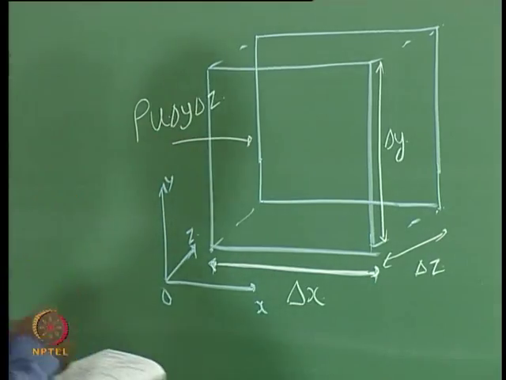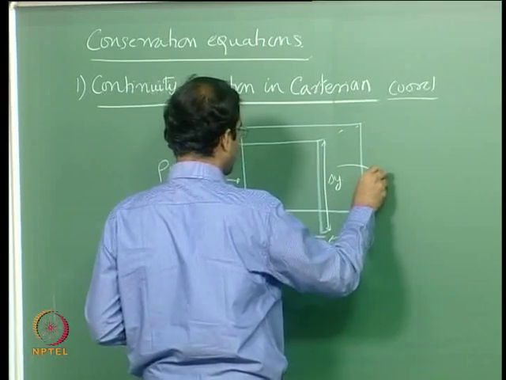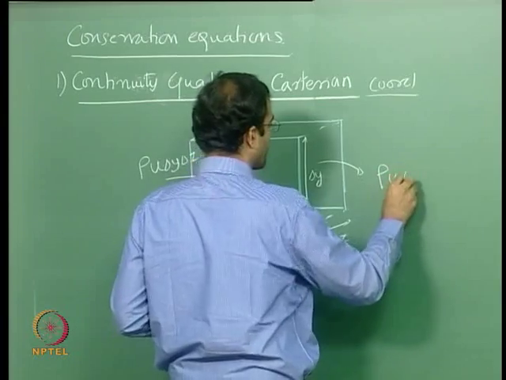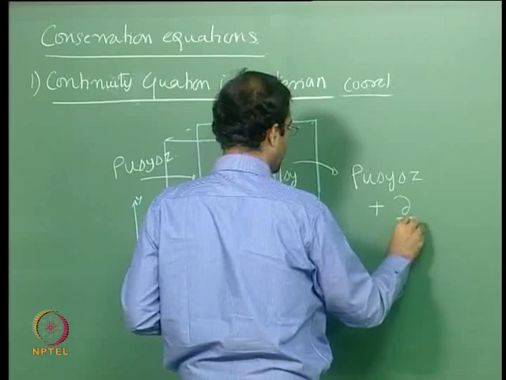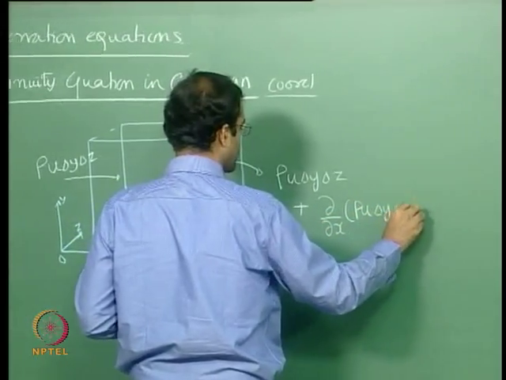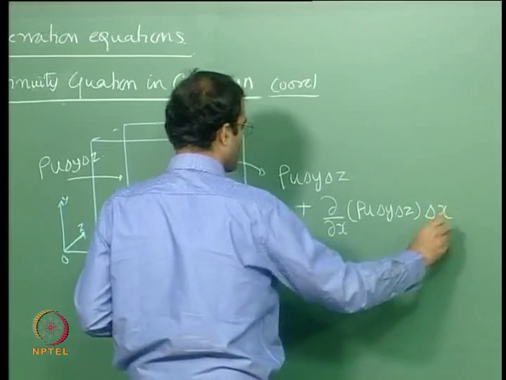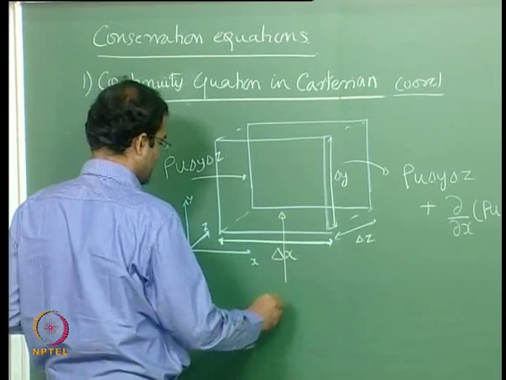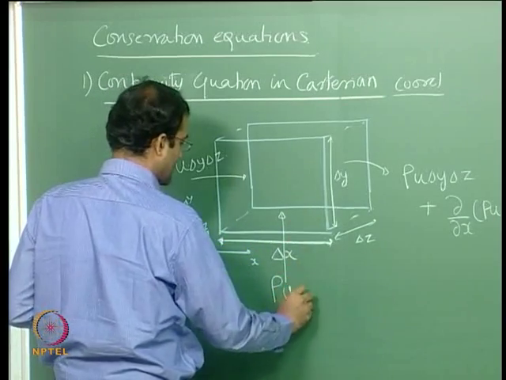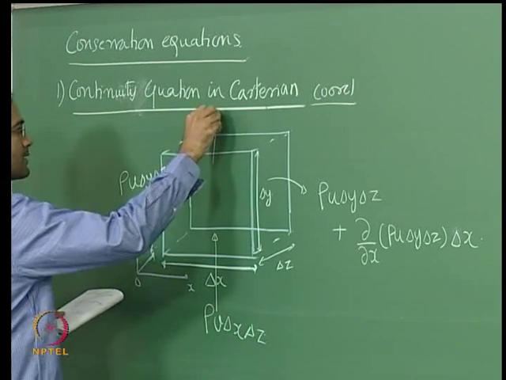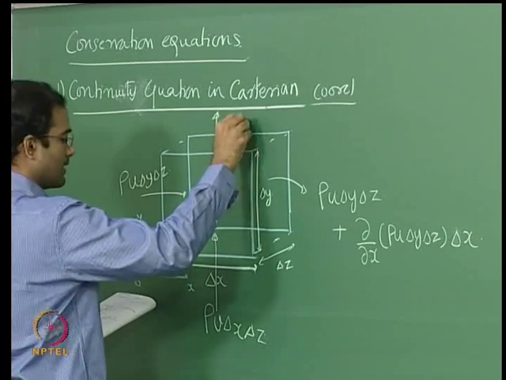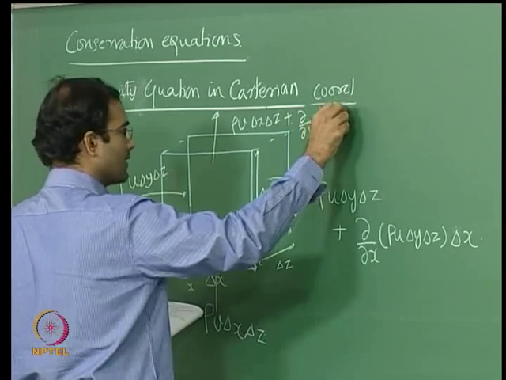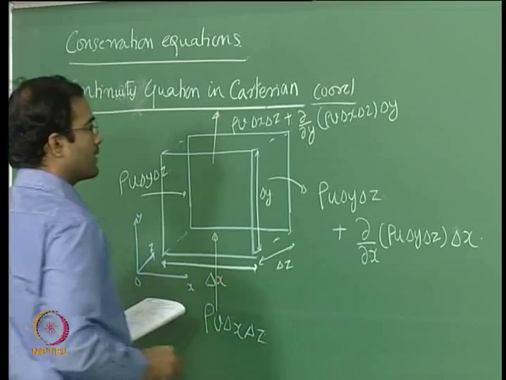So that is the mass flow rate entering through the left face in the x direction. The mass flow rate which is leaving can be related to the entering mass flow rate by means of a Taylor series expansion. So this can be written as rho u delta y delta z plus d by dx of rho u delta y delta z into delta x. Similarly, the mass flow rate entering the control volume from the bottom plane is rho v multiplied by the cross sectional area, delta x times delta z, and the flow rate leaving from the top surface is rho v delta x delta z plus d by dy, due to the gradient in the y direction, of rho v delta x delta z into delta y.